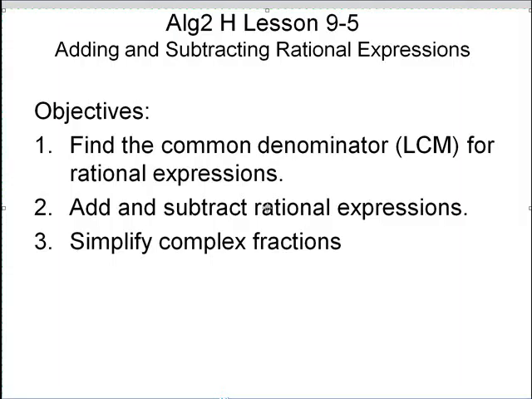Algebra 2 Honors Lesson 9.5, Adding and Subtracting Rational Expressions.